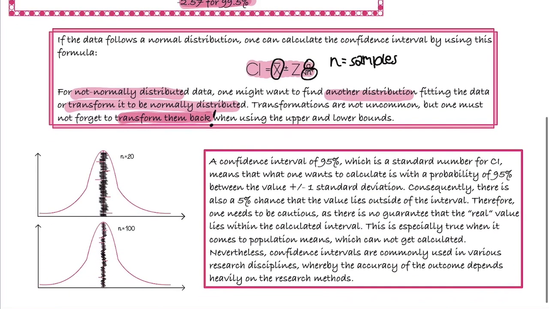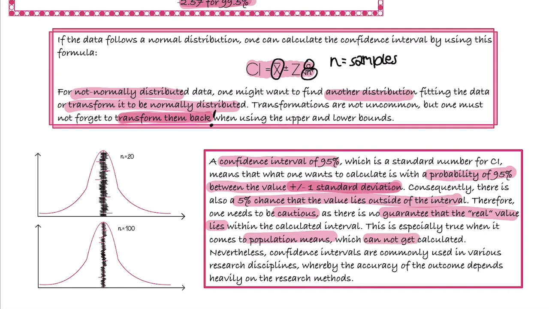Now, let's say we have a 95% one, which is actually pretty standard. This means that the probability of what one wants to calculate is 95% that the value is between plus and minus 1 standard deviation. But this also means that there is a 5% chance that the value lies outside of the interval. Therefore, you have to be cautious because, especially when we're talking about population means, you don't know the real population mean, and therefore there's still this 5% chance that what you're getting is wrong, even though this chance is minor.